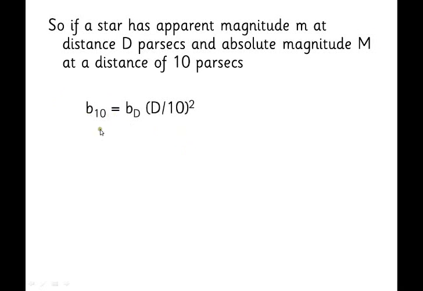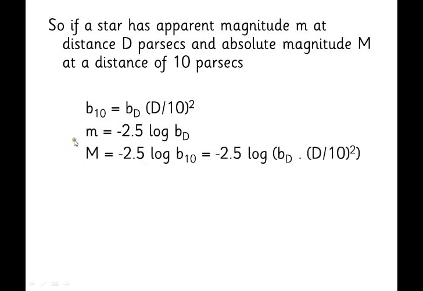The way we do that is we've just said that its brightness at 10 parsecs is its brightness at the distance it actually is, d, times (d over 10) squared. And we've also defined its magnitude as minus 2.5 times the log of its brightness at the distance d where it actually is. If we want to work out its absolute magnitude, then we want minus 2.5 times the log of its brightness at a distance of 10 parsecs. So if we take this B10 and substitute in this value, then we get minus 2.5 log of B_d times (d over 10) squared. That's the physics.